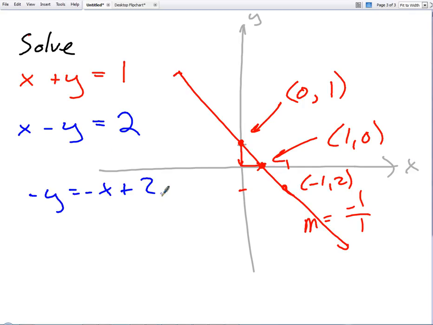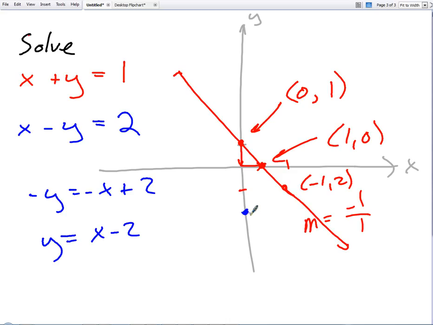How do I get rid of that negative sign? Divide or multiply. Either way, both sides by -1. It's probably easier to multiply. If I multiply both sides by -1, I'm going to get y. And what's going to happen to this side if I multiply the whole side by -1? They're going to be opposite. Good. Changes the signs. So it looks like I've got a slope of 1 and a y-intercept of -2.